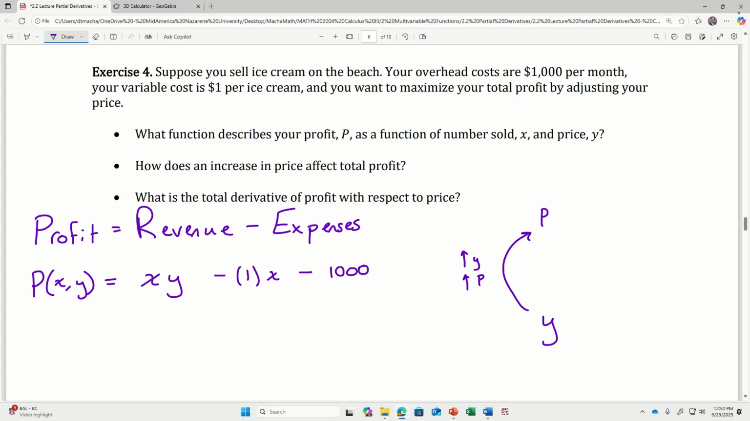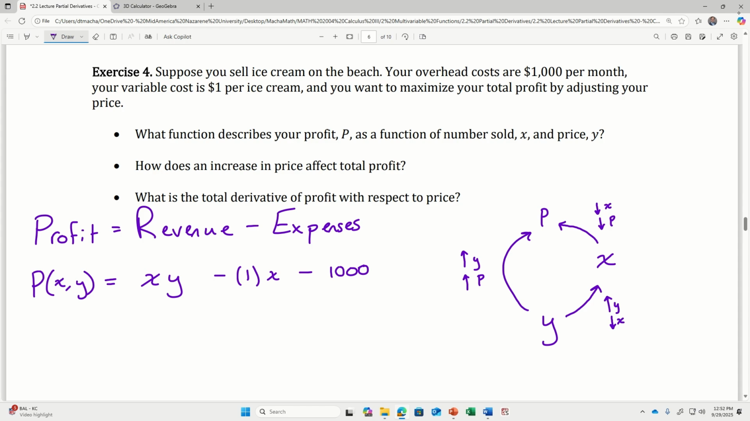But here's another question. Does my price affect the number of ice creams that I sell? Yeah, if the price goes up, what happens to the number of ice creams that I sell? Oh, it goes down. So if I increase my price, there's fewer people interested in buying an ice cream. And since that has an effect on my total profit, the number of ice creams going down means my profit goes down. It's a little bit more complicated.